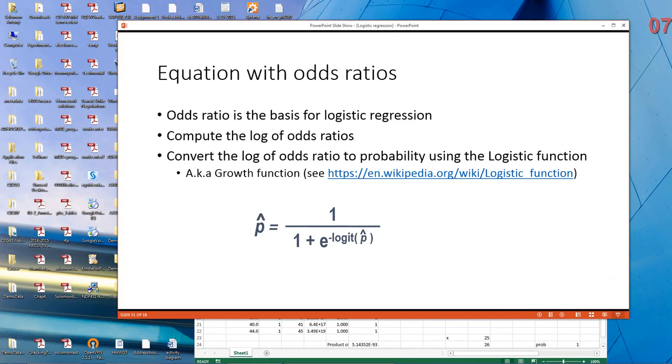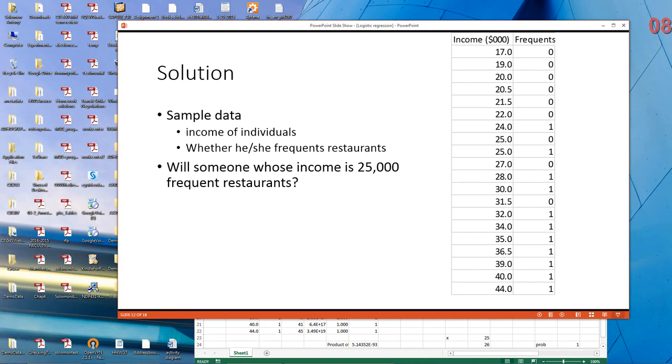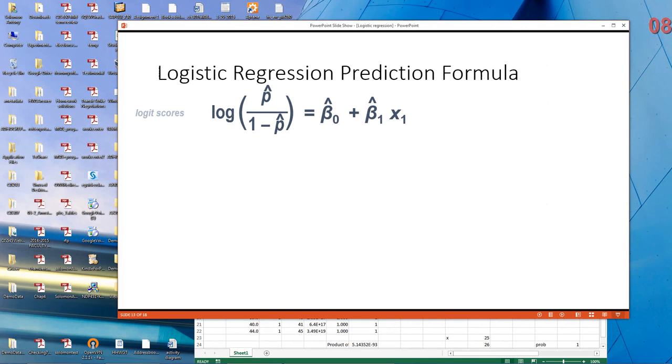This odds ratio is the basis for a logistic regression, but we'll be handling using log of odds ratio. And then once we have the log of odds ratio, we can convert it to probability using the logistic function. Okay. Now the solution to this problem is we want to come up with the prediction line. We have only one independent variable, which is x1, which is our income level, and the dependent variable on the left side is the log of odds ratio of somebody frequenting restaurant or not.